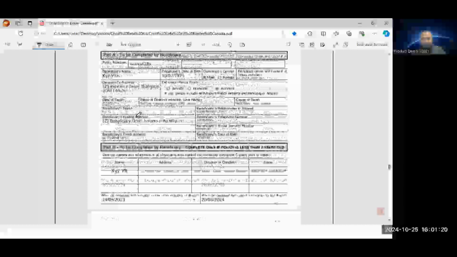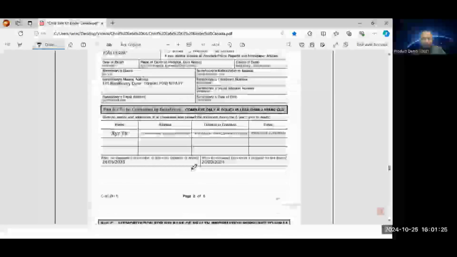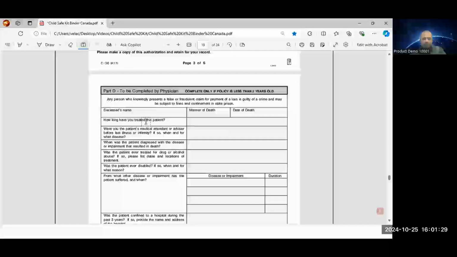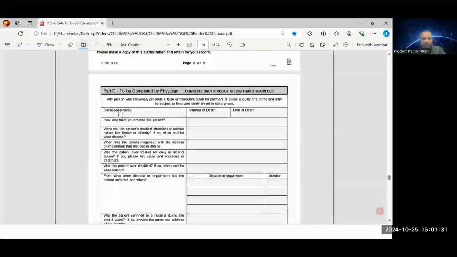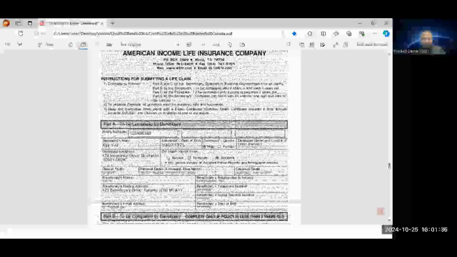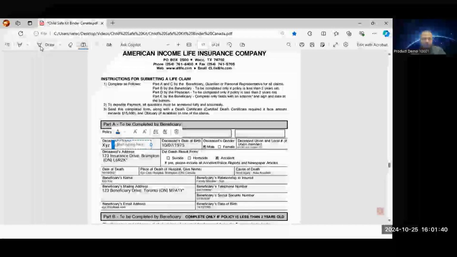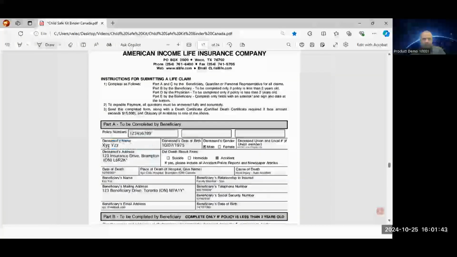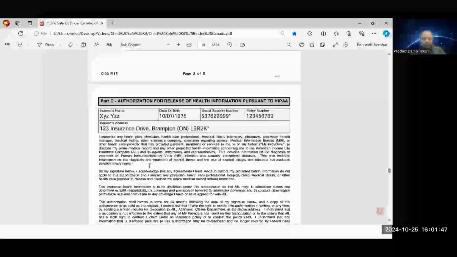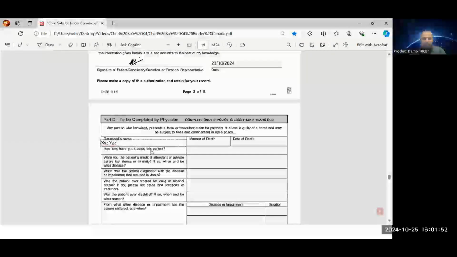Part D has to be completed by a qualified physician, or the doctor. For Part D, the name of the deceased should be the same as in Part A. So let's say the name of the deceased in Part A was XYZ, YZZ. First and last name should be the same name over here.